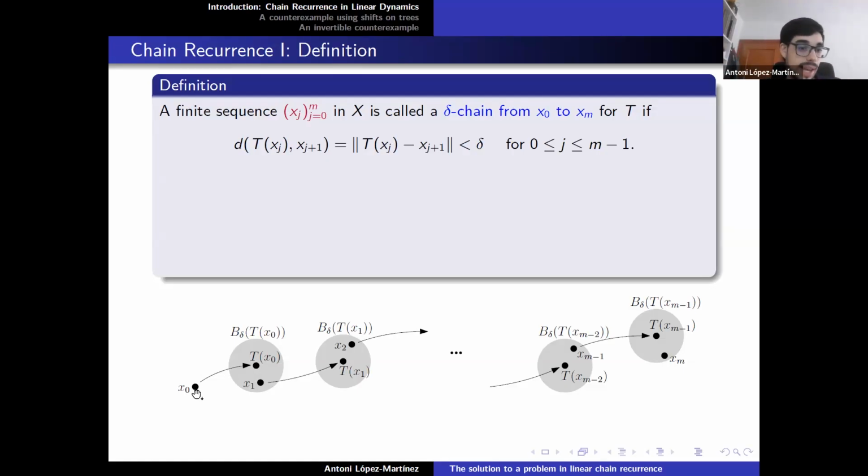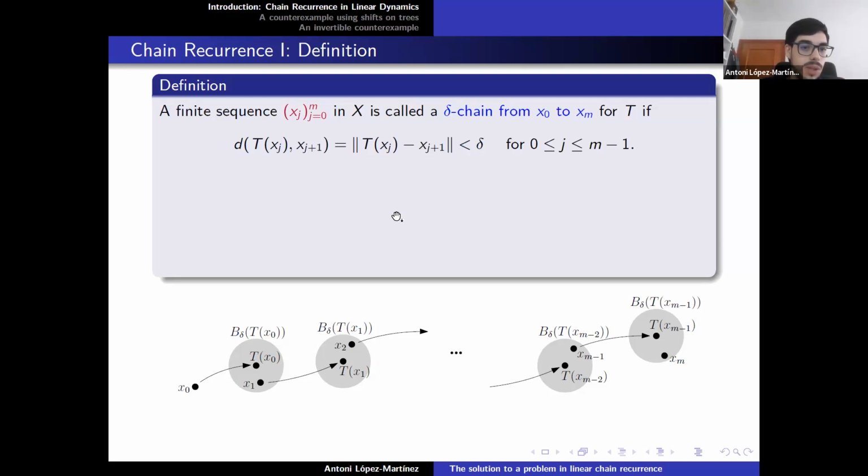So I take x0, I take its image, and then I can perturb this vector at most delta. So I take the ball centered on T of x0, and I pick any vector inside of this ball to be x1. And then I continue this process. So I take the image of x1 and I consider another vector x2. Okay, so this is what is called a delta chain for a positive delta.